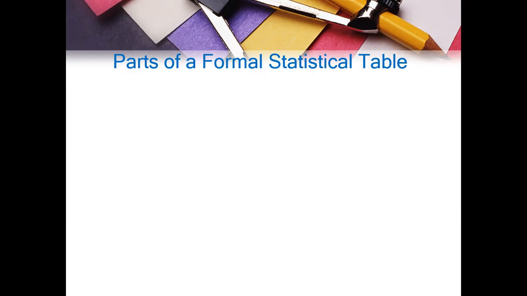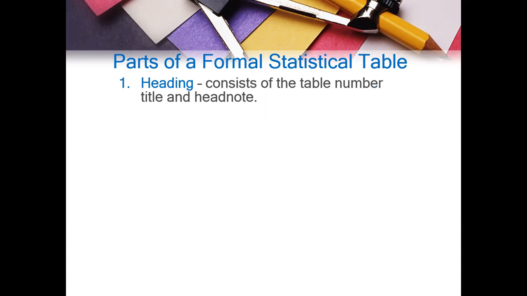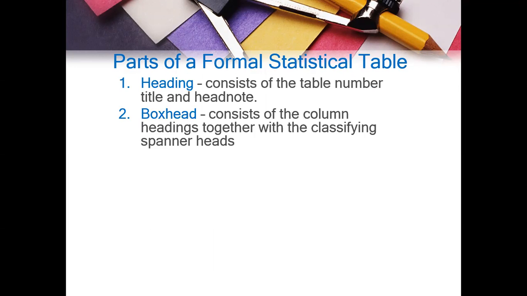The parts of a formal statistical table are the following. So, a formal statistical table should have a heading which consists of the table number, title, and headnote. You only include a table number if you have more than one table. The box head consists of the column headings together with the classifying spanner heads.